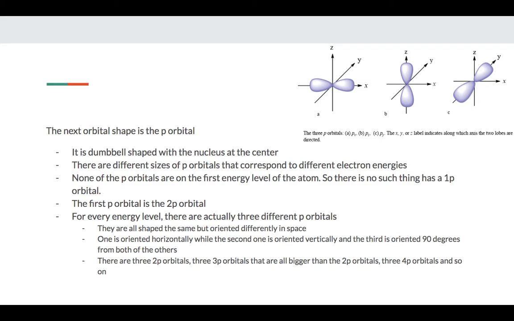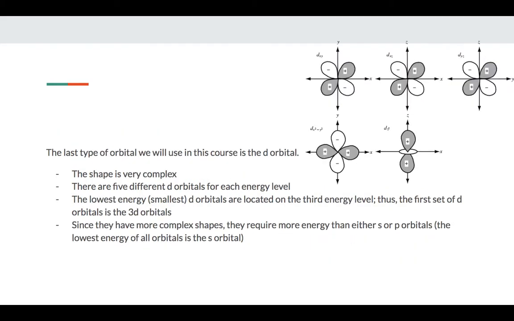So anyways. And the last type of orbital that we're going to talk about for this course is the d orbital. The shape is very complex, kind of looks like a 4-leaf clover. There are 5 different d orbitals for each energy level. The lowest energy, or the smallest d orbitals, are located on the 3rd energy level. So the first set of d orbitals is the 3d orbitals.